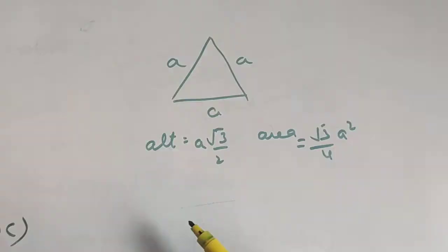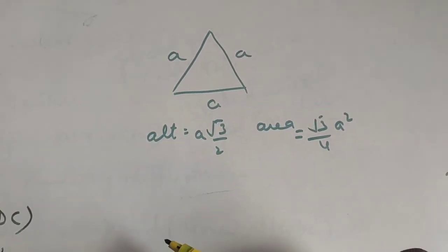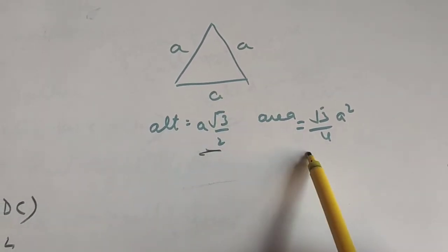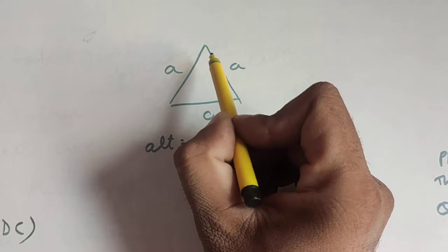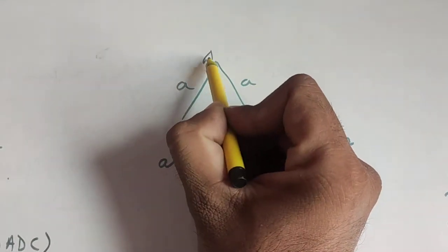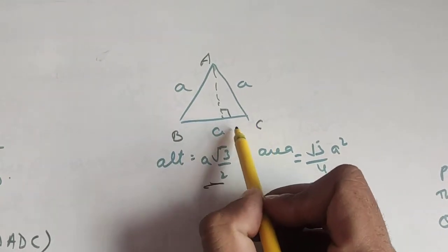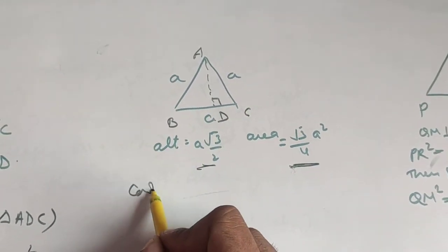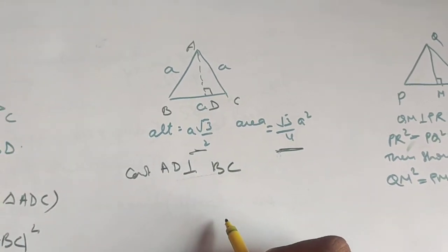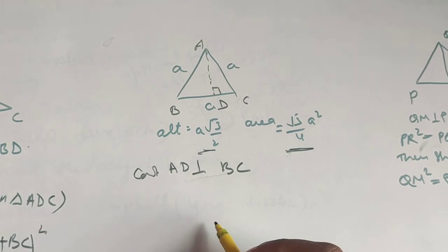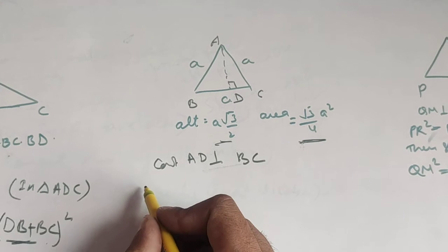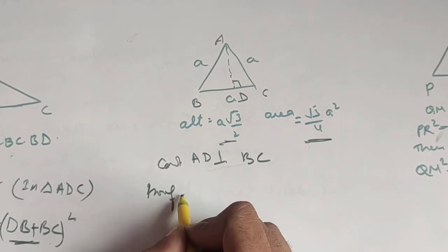In this question, an equilateral triangle is given and we need to prove that its altitude will be this much and its area will be this much. So for that, consider the perpendicular. We draw the perpendicular. So suppose this is the triangle ABC and this is the perpendicular. So the construction we have done is AD perpendicular to BC. Now if AD is perpendicular to BC, we can have the proof.